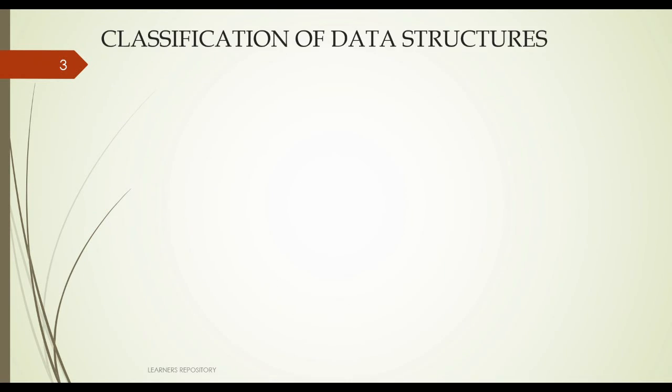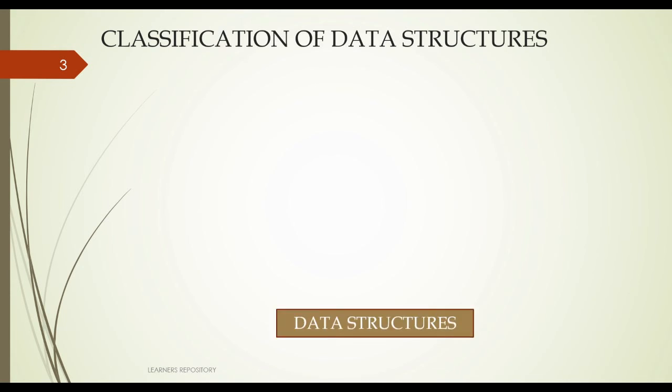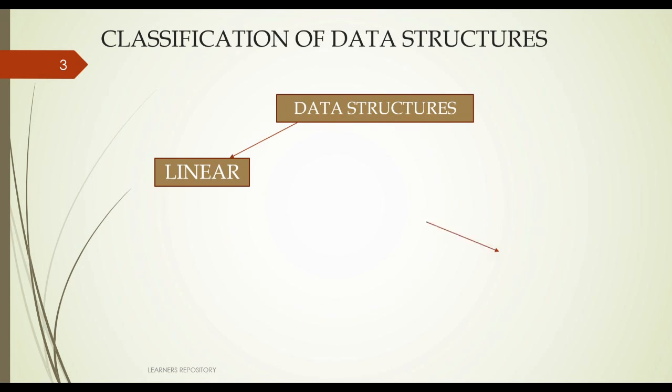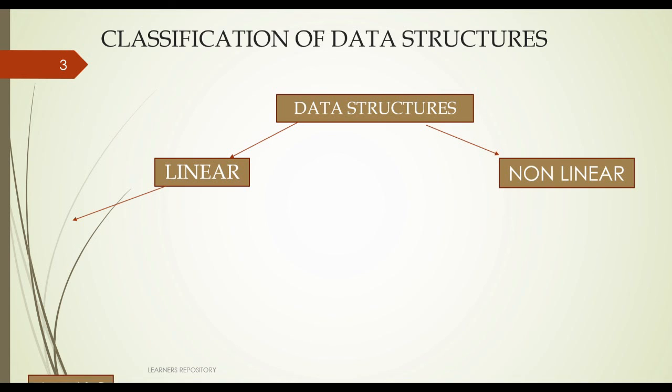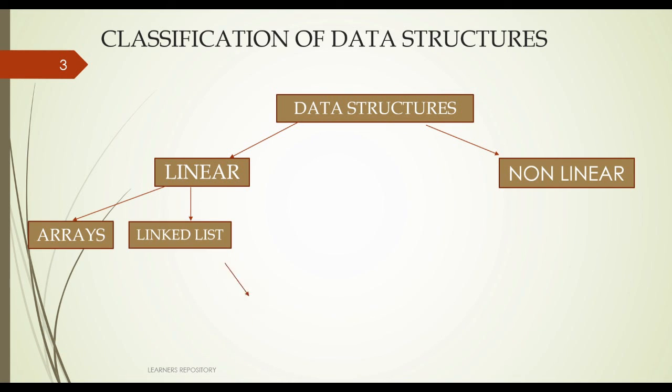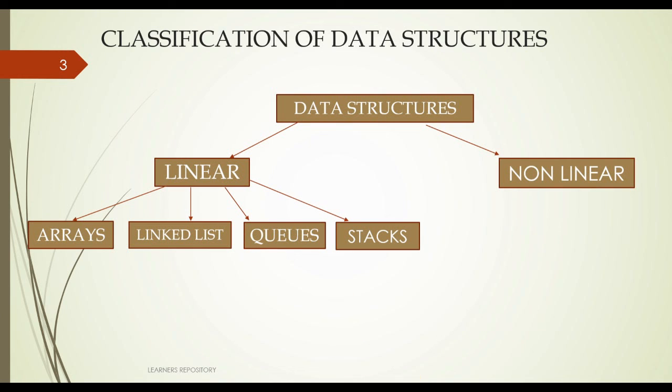Moving to the classification of data structures, it is further classified into linear data structures and non-linear data structures. Linear data structures is nothing but your data will be stored and accessed in sequential manner, that is one after the other. In non-linear data structure, your data will be stored in a non-sequential manner, that is hierarchical. Some of the linear data structures are arrays, linked list, queues, and stacks. Some of the non-linear data structures are trees and graphs. So we look into each one of the data structures in detail.